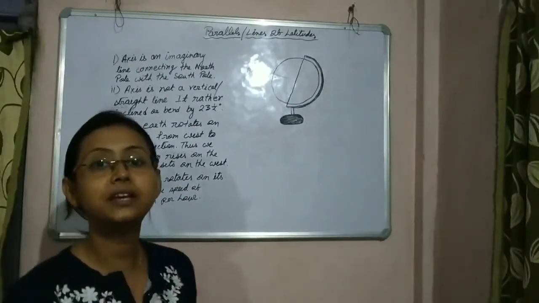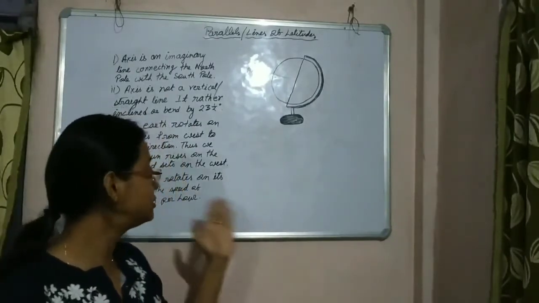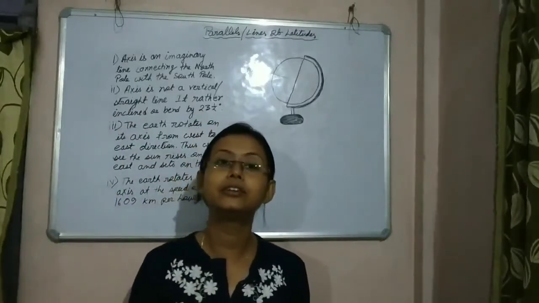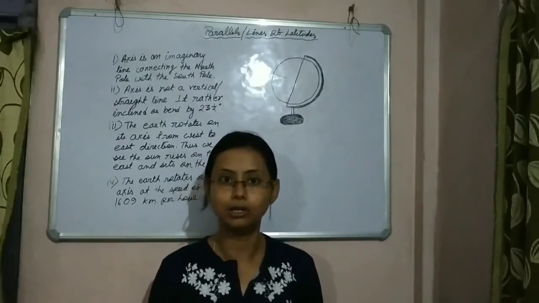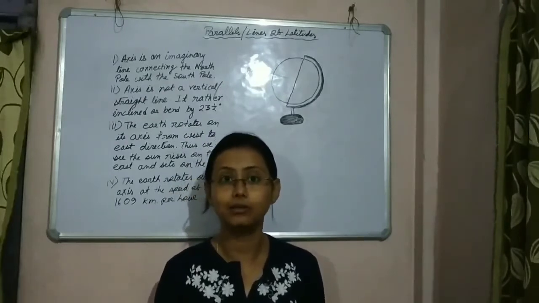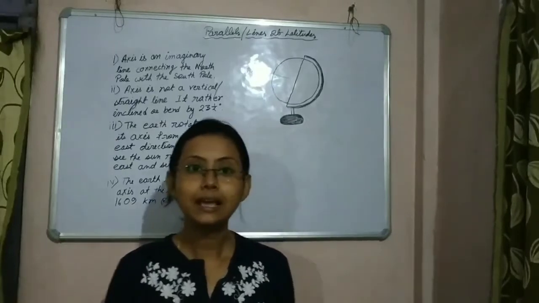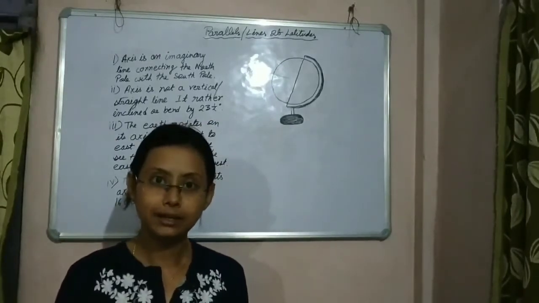Next one is the speed, that is, at what speed the earth rotates on its axis. The earth rotates on its axis at approximately 1609 km per hour. So you can imagine how fast our earth is moving on its axis. Now let's move on to the next part of this topic.